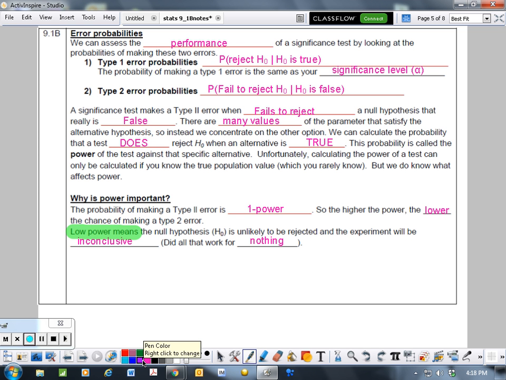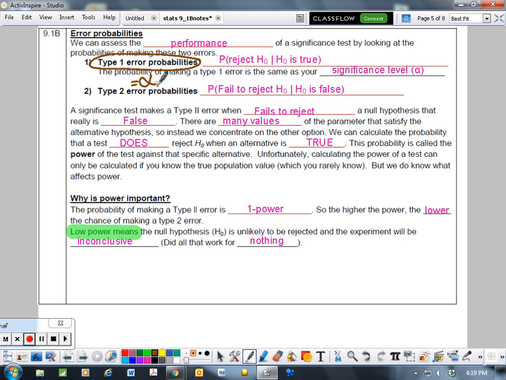Okay, error probabilities. We can assess the performance of a significance test by looking at the probabilities of making these two errors. So what's the probability that I reject H0 when H0 is true? Well, this type 1 error probability is actually the same as our significance level, alpha. So if our significance level is 0.05, there's a 5% chance of making a type 1 error. Now a type 2 error is the probability that we fail to reject when H0 is false. Now type 2 error is way trickier.